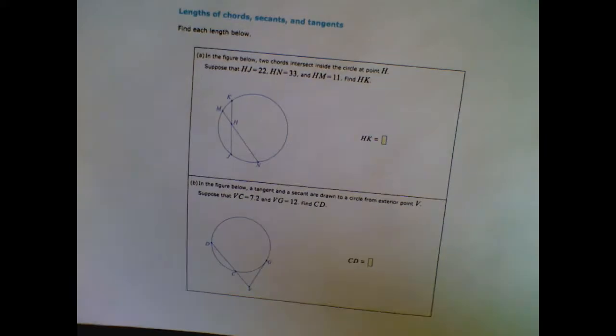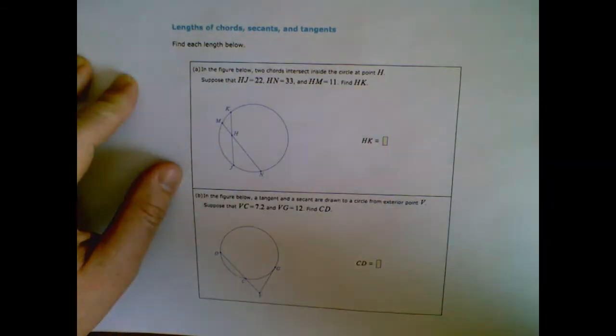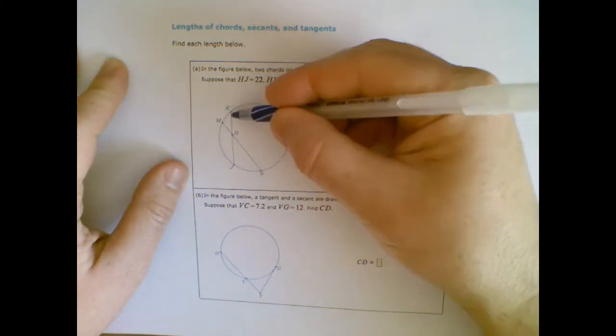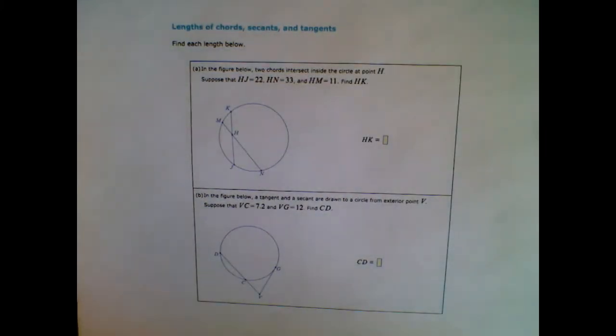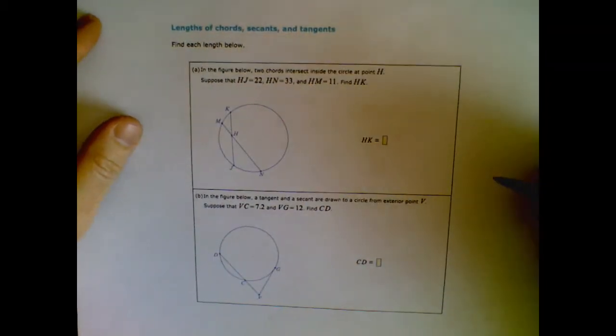So a couple ways we can do it. Three ways we can do this. So look at these two first, and then I'll remind you of what the last one is. This is a really common one where we have two chords, and they intersect at point H here. Okay. So what do we know?